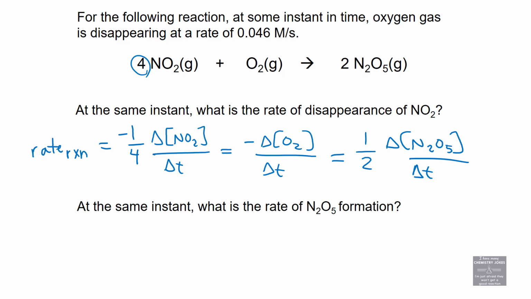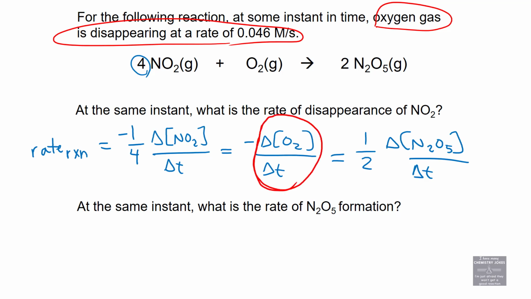What does that have to do with the question they're actually asking us? Well, if we look back at the question, at some instant in time, oxygen gas is disappearing at a rate of this. What they're telling us is this value. They're telling us that red circled value is 0.046 with a negative out front because my equation tells me so. At that same instant, what is the rate of disappearance of NO2? They're asking us to find this value.